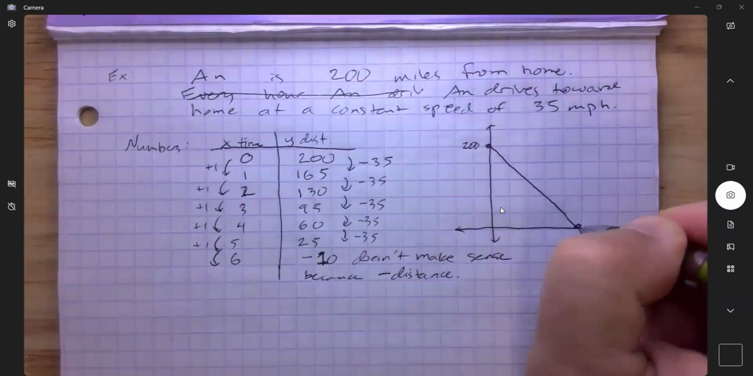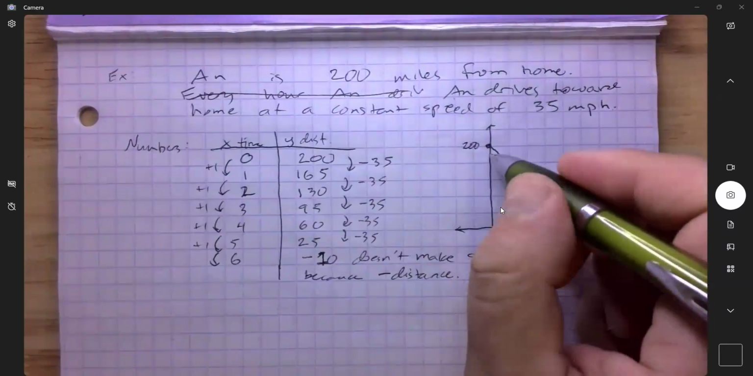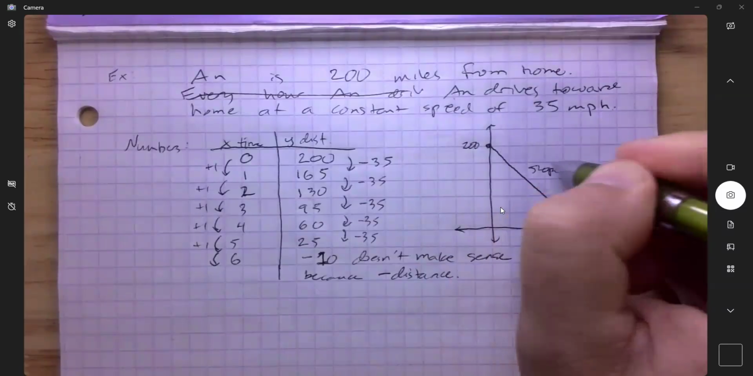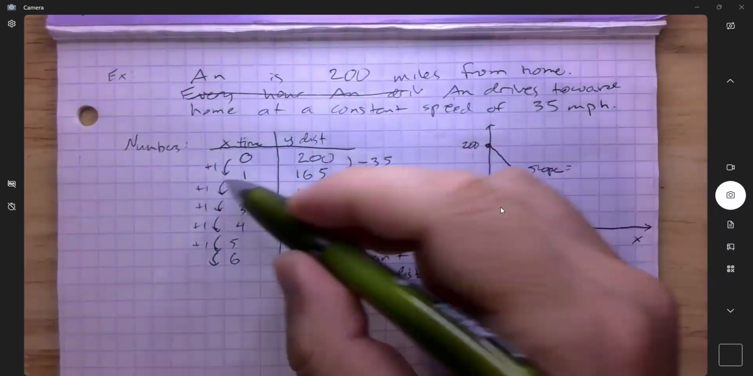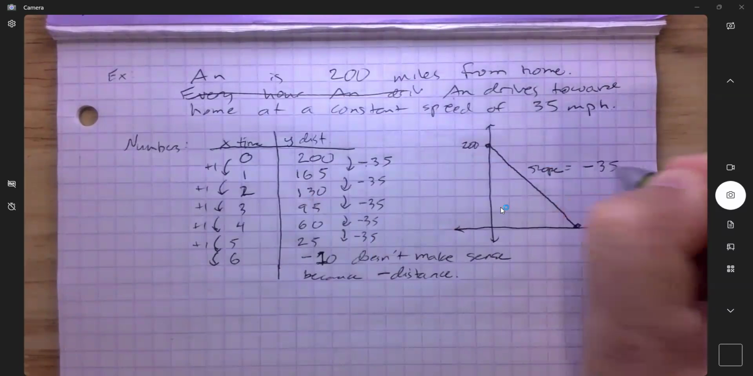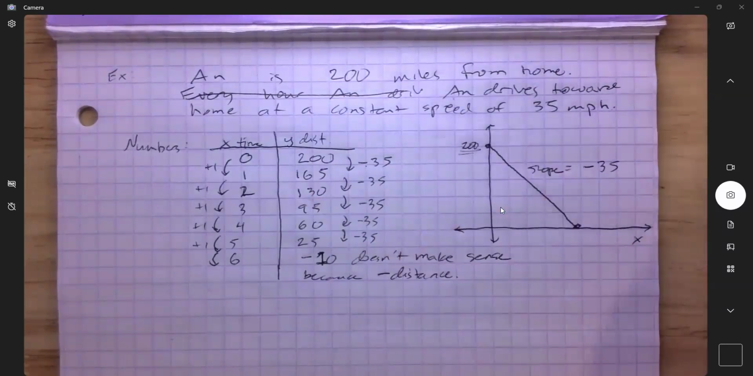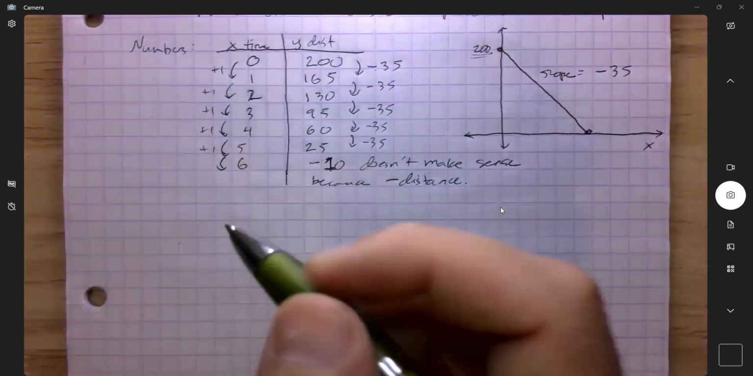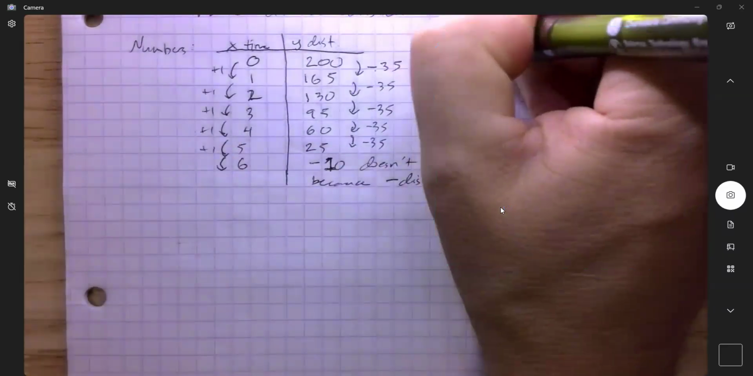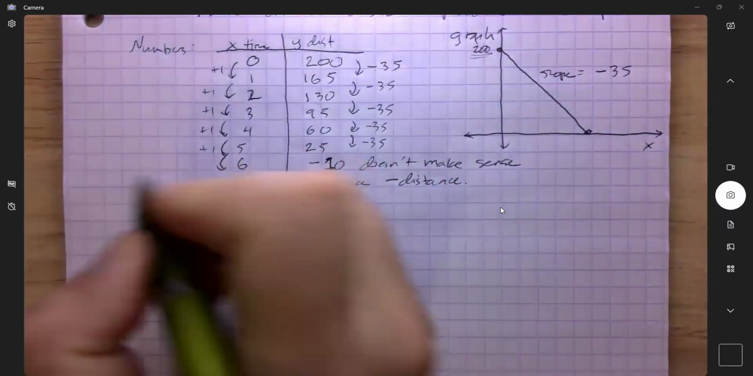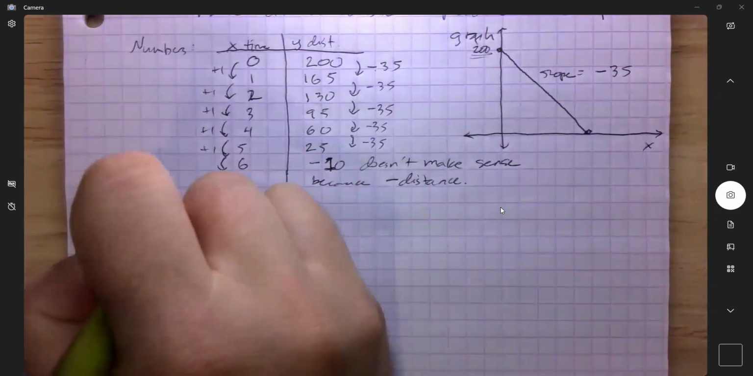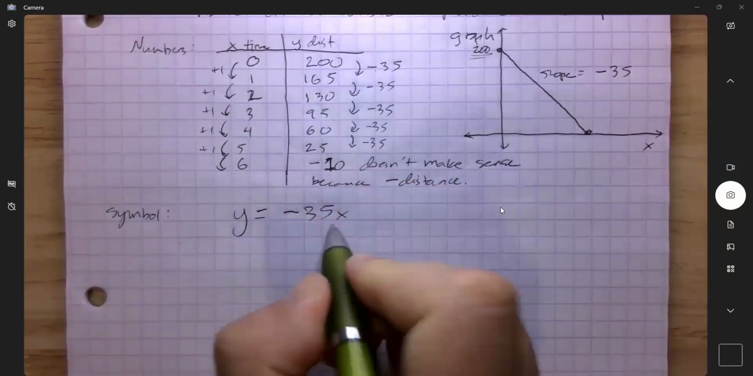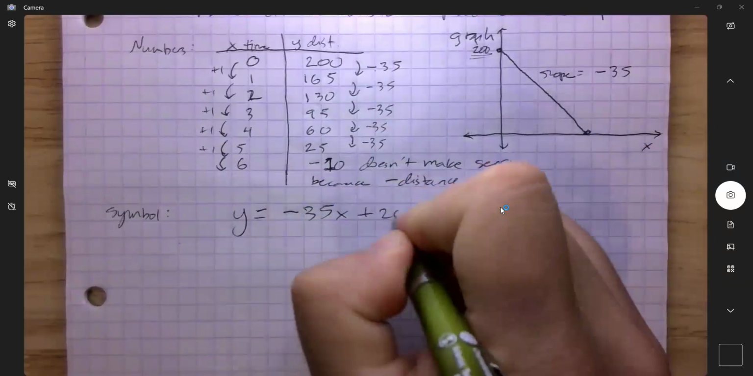And our graphical model has a decrease where the slope is the change in y over the change in x, minus 35 over 1. The slope is minus 35, and the y-intercept is 200. And now that I pull that information out, it becomes easier for me to do the symbolic form. Y is minus 35x, because minus 35 is the slope, plus 200.